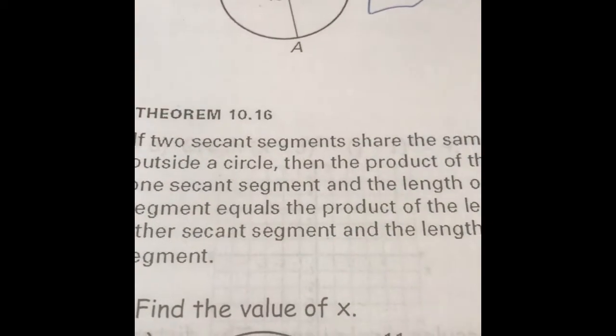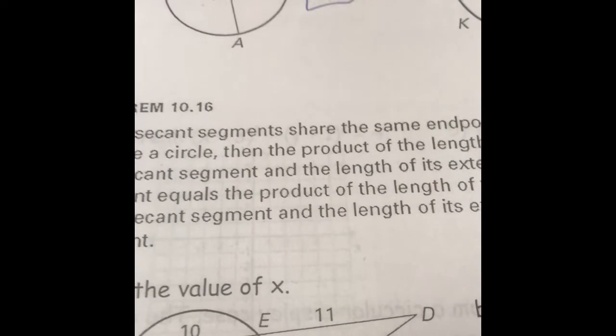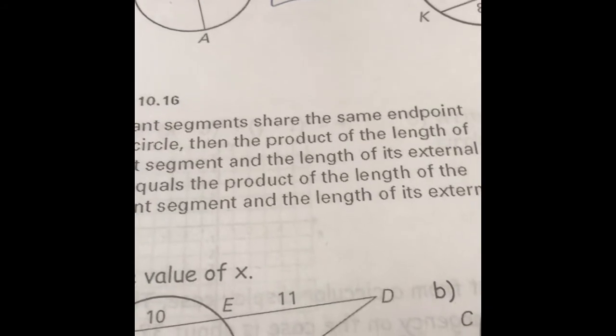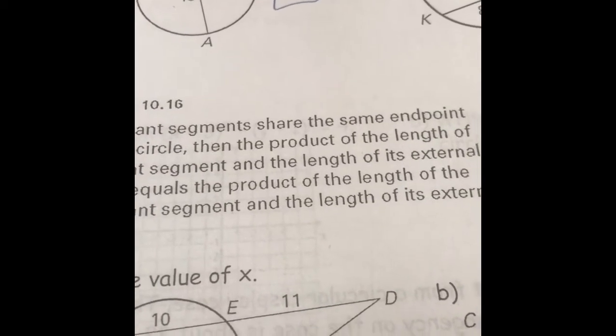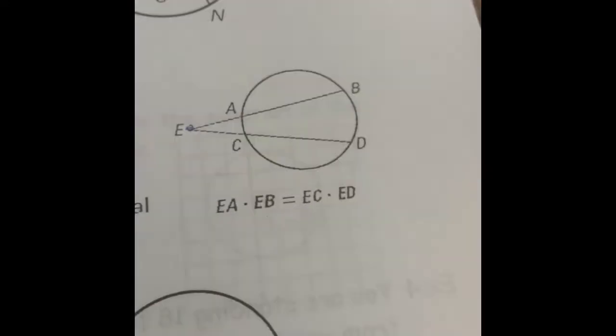So let's take a look at what happens now when we have secants. Okay, so let's see, two secant segments. If two secant segments share the same endpoint outside the circle, then the product of the length of one secant segment and the length of its external segment equals the product of the length of the other secant segment and the length of its external segment. Way too wordy. Let's take a look. So we have two secants from the same external point.